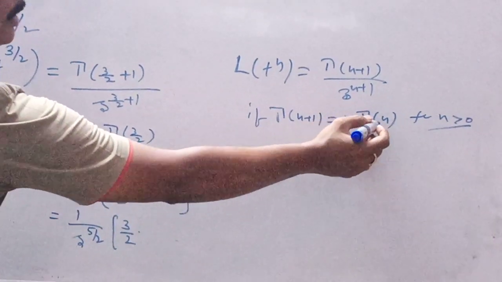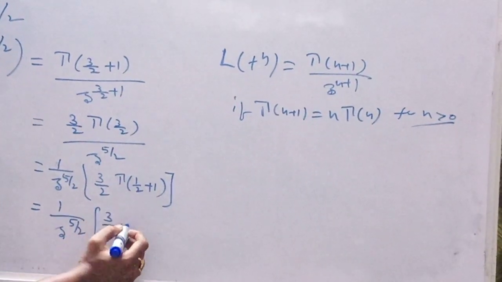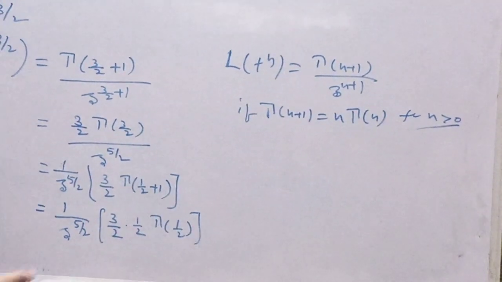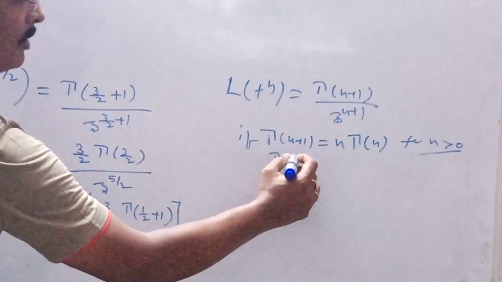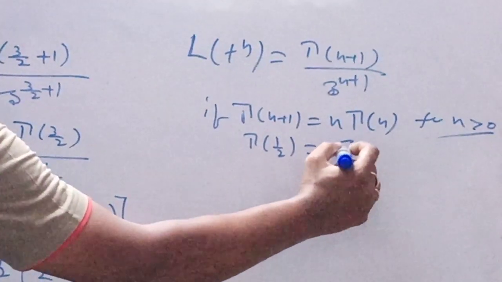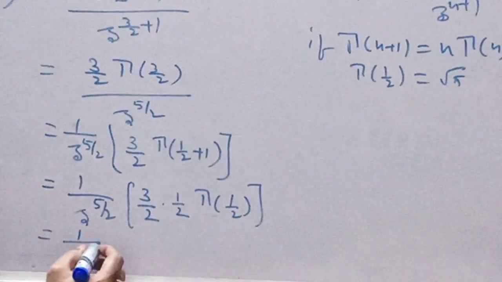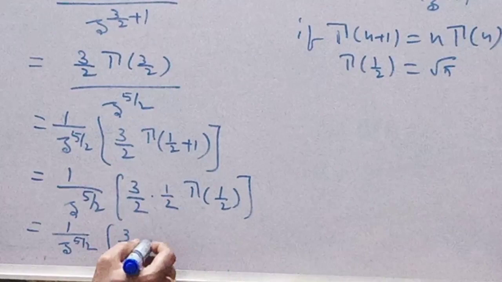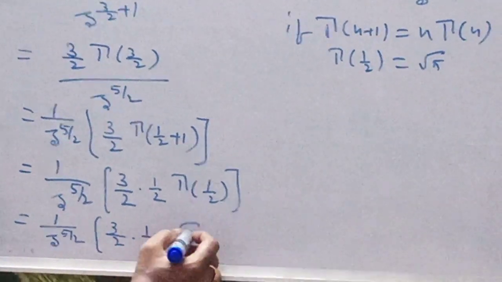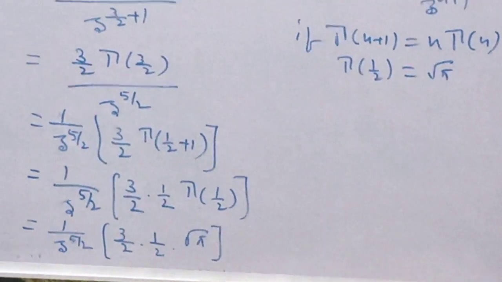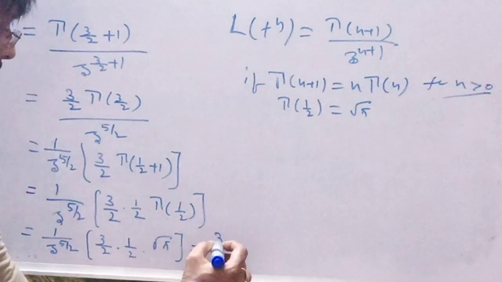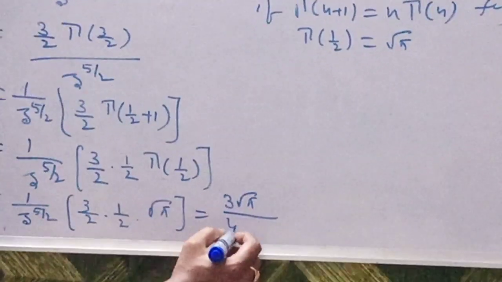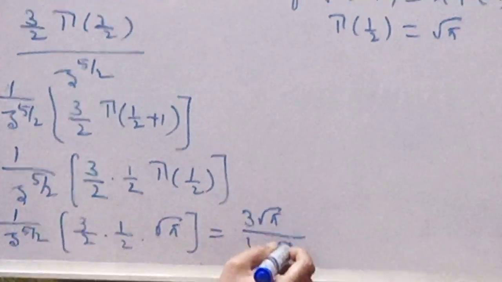So n into gamma of n, where n is 1 by 2, gives 1 by 2 into gamma of 1 by 2. As per the property, gamma of 1 by 2 equals root pi. So this equals 1 by s to the power of 5 by 2 into 3 by 2 into 1 by 2 into root pi. So it equals 3 root pi by 4 into s to the power of 5 by 2.